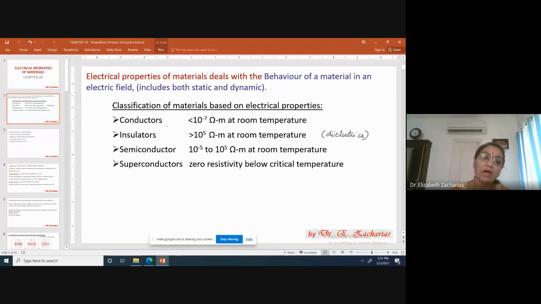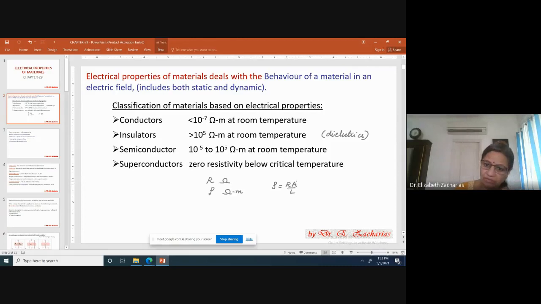Now, this classification has been done based on the room temperature resistivity of a material. I hope you know the difference between resistance and resistivity. Resistance is going to have the unit ohm, whereas resistivity will have the unit ohm meter. What is the relationship between them? Anyone? Rho equal to R A by L.